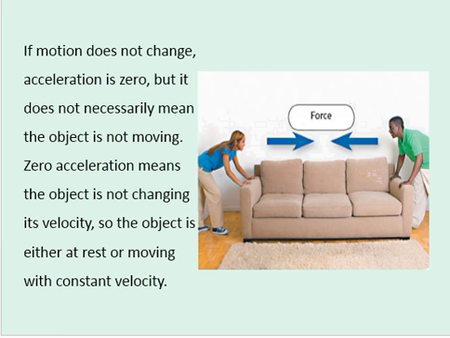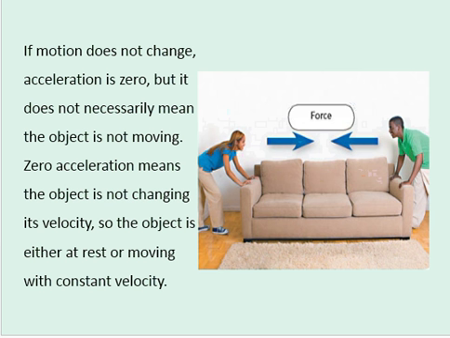All right, now here's a sticky point for most students. If the motion does not change, it means acceleration is zero. But that does not necessarily mean that the object is not moving. And we've talked about this in class when we've even talked about an object just moving at constant velocity. Acceleration would be 0, but that does not mean that the object cannot be in motion. It may be at rest, but it also can be in motion, just moving at constant velocity. So please do not think that 0 acceleration means that an object is not moving.